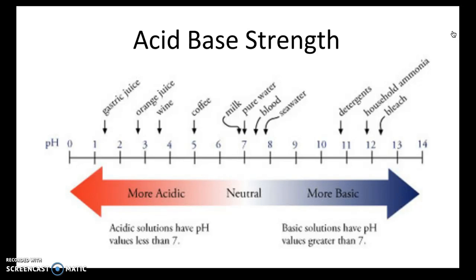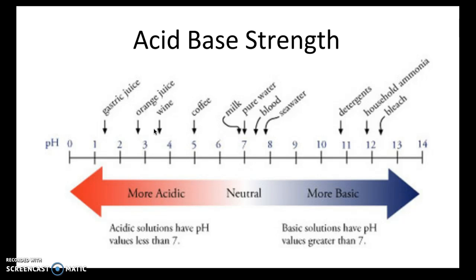As you probably recall, we can measure acid and base strength using a pH scale, and the lower the pH, the more acidic it is, and the higher the pH, the more basic it is. Now, why is that? It all has to do with the fact that pH is equal to the negative log of the concentration of H+. And the more acidic something is, the more H+ ions it will have in solution.